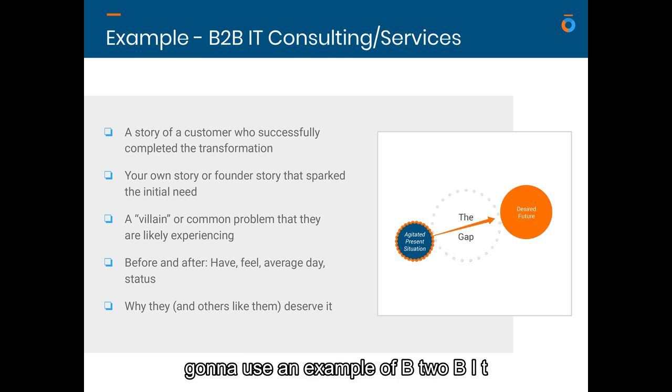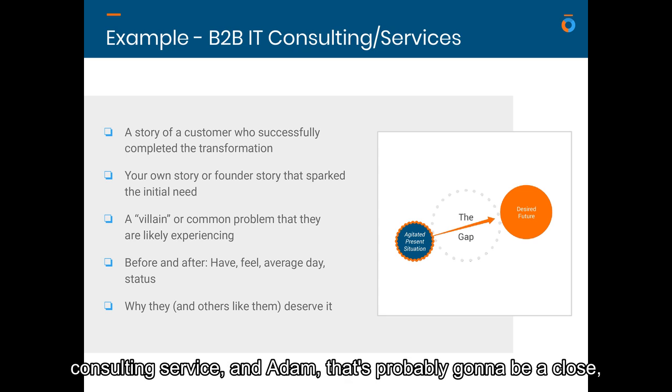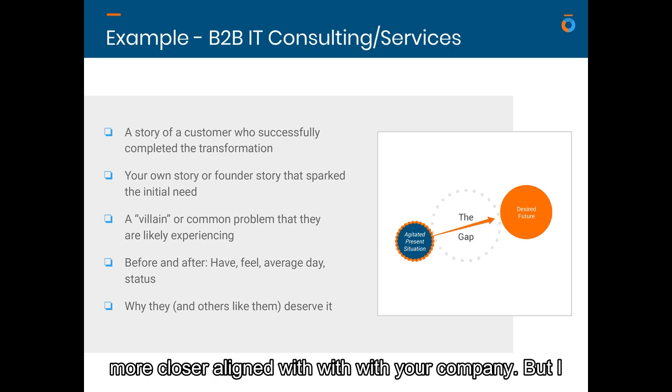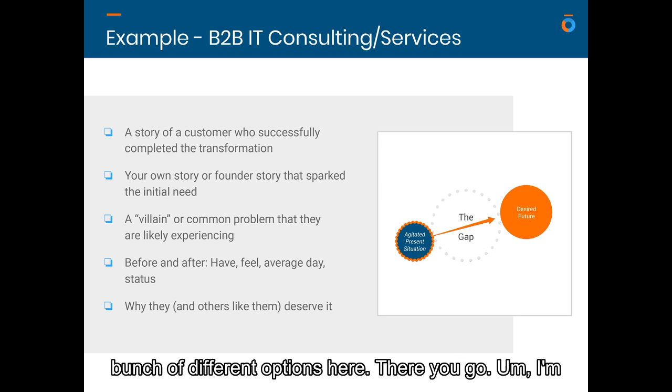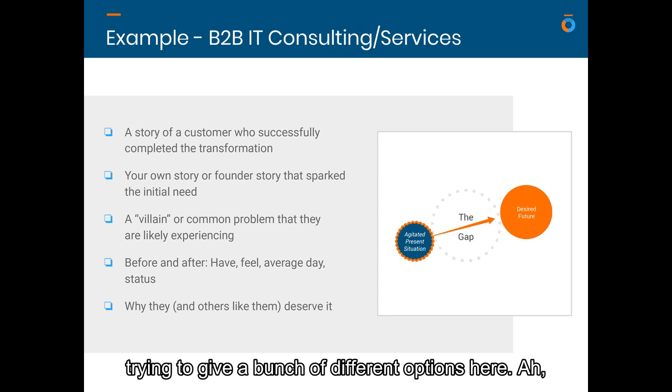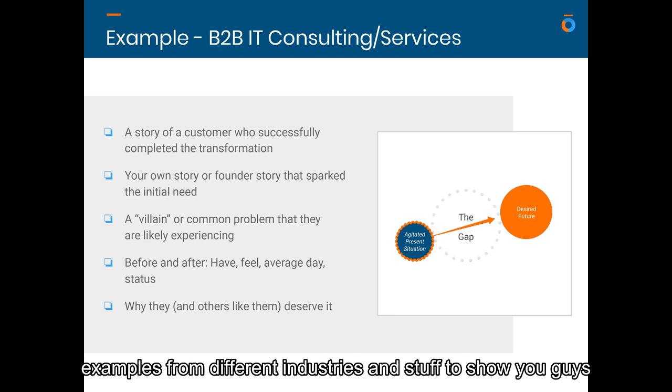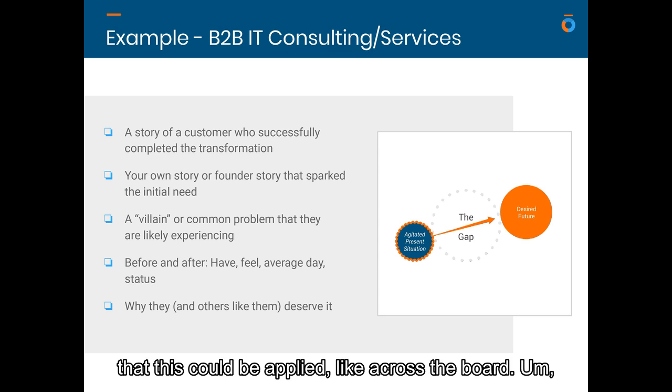And so I'm going to use an example of a B2B IT consulting service. And Adam, this is probably going to be more closely aligned with your company. But I'm trying to think of a bunch of different options and examples from different industries to show you guys that this can be applied across the board.